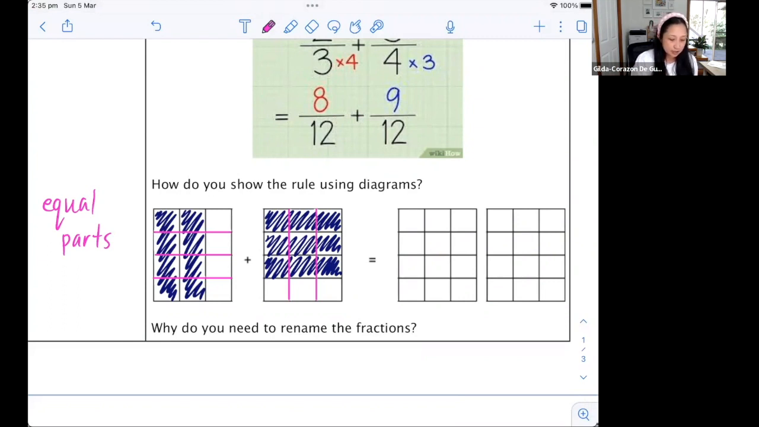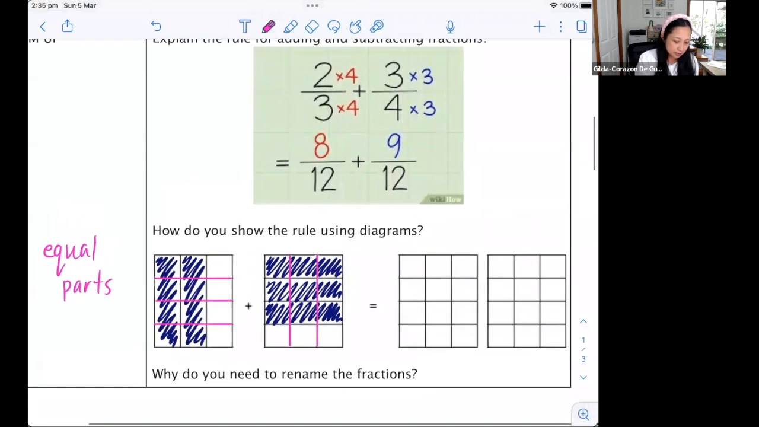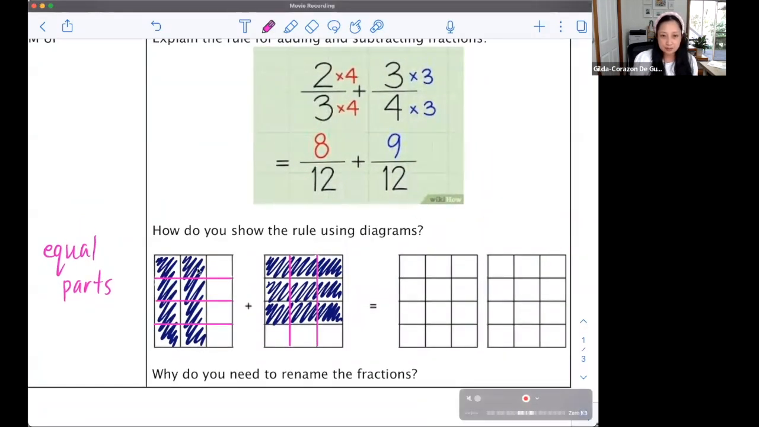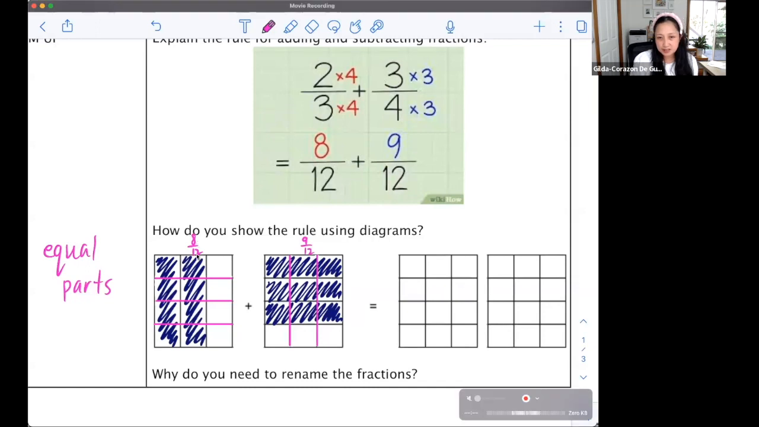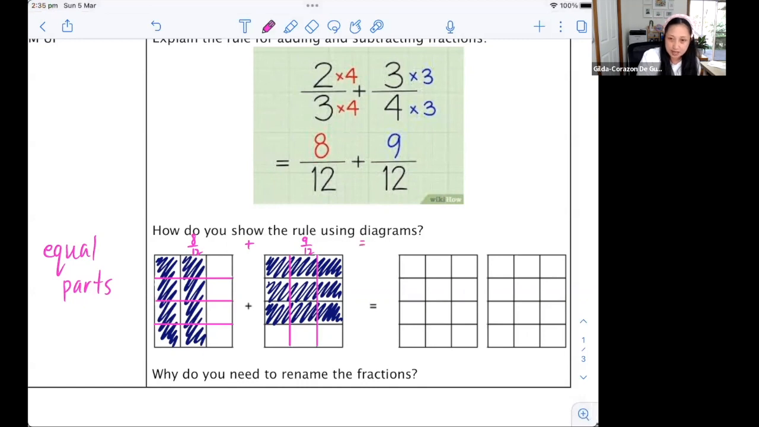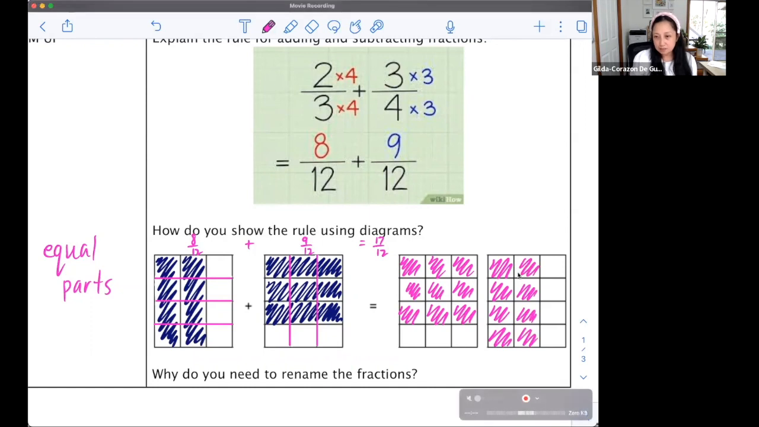So essentially this one here, which was originally 2/3, we could also say is 1, 2, 3, 4, 5, 6, 7, 8, and therefore that's 8 over 12. And this one here is 1, 2, 3, 4, 5, 6, 7, 8, 9, and therefore that's 9 over 12. And so when we put them together, we say that's 8 twelfths plus 9 twelfths, and that should just give us 8 plus 9, which is 17 twelfths. So there's 17 parts shaded out of 12 parts here.